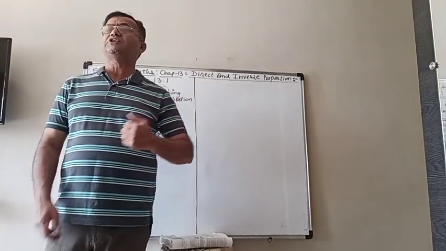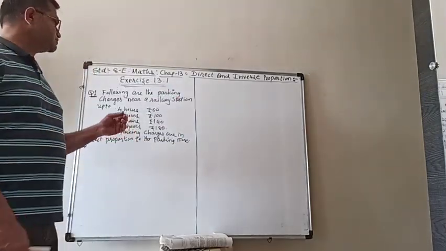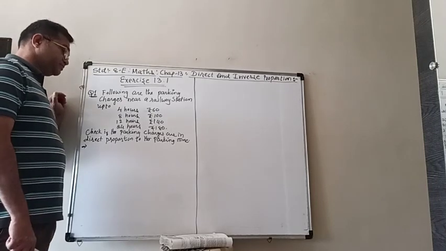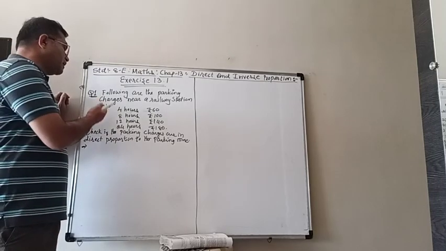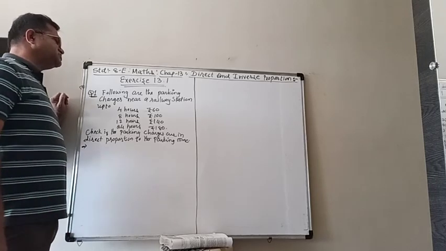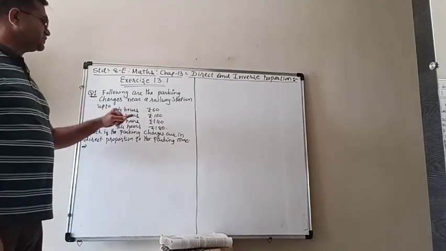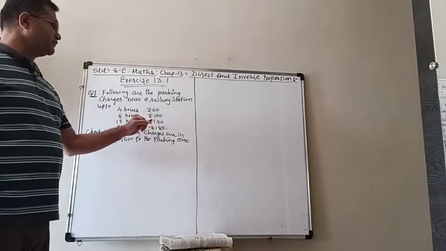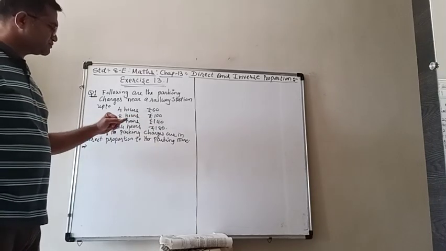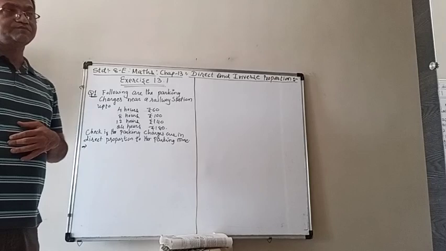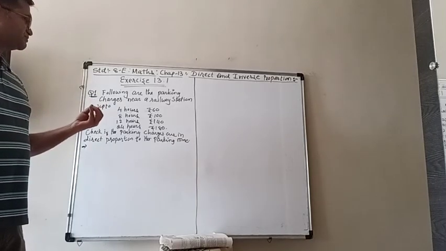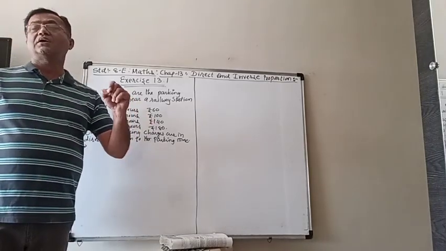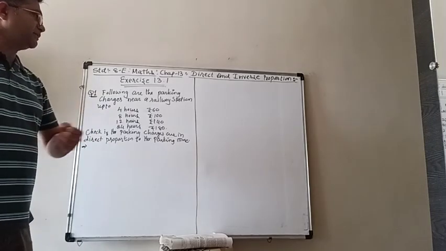Exercise number 13.1. The first question is, following are the parking charges near a railway station. Up to 4 hours, parking charges is rupees 60. 8 hours is rupees 100. 12 hours rupees 140. And the 24 hours charges are rupees 180. Now we have to check if the charges are in direct proportion to the parking hours, parking time.